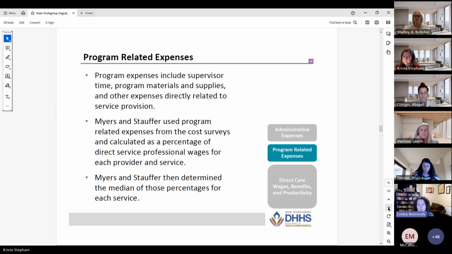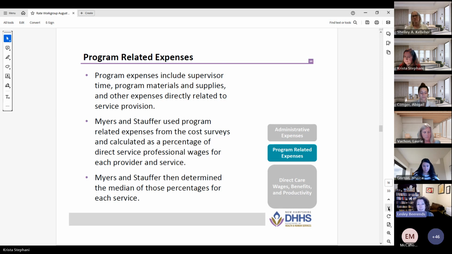We used program-related expenses from the cost surveys, calculated as a percent of DSP wages for each provider and service. So we did that at the cost survey level. Then we looked at all of our cost surveys and determined the median of those percentages for each service. So this program-related expense could be different depending on each service. It's not going to be consistent through the services.